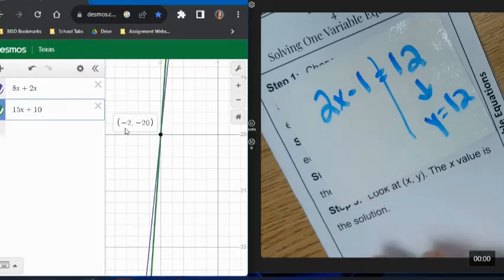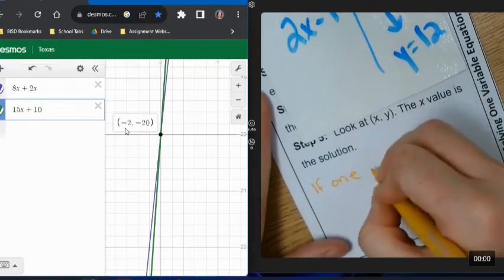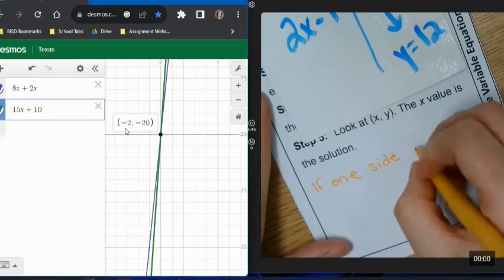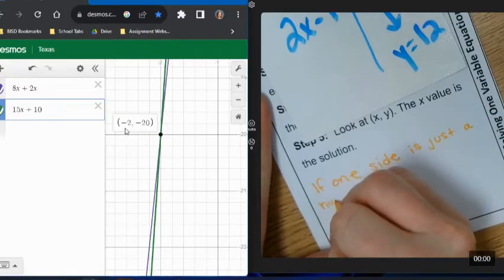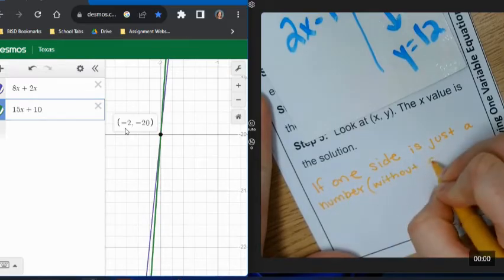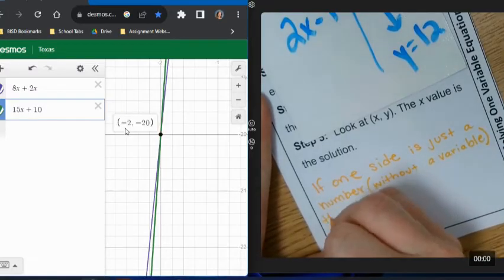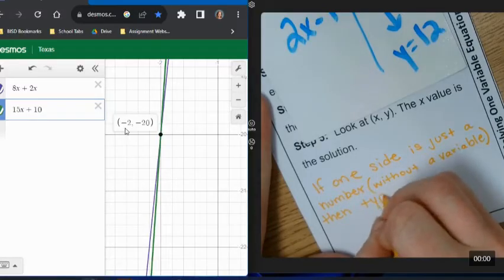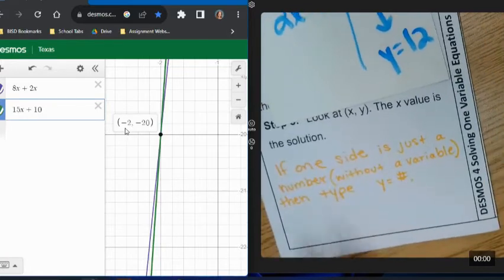So if one side is just a number without x, without a variable, then type y equals that number into that line. That is the way that it's going to work. If you don't put that in, it won't graph.